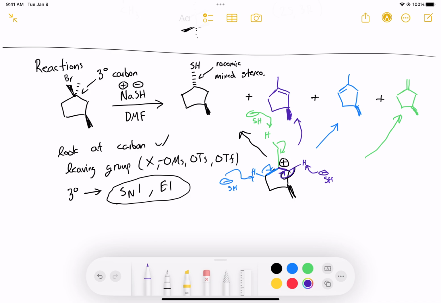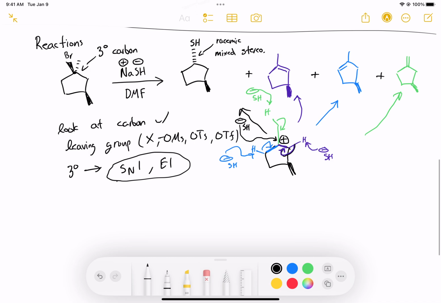Okay, and then if SH, here's SH again. If it attacks the carbocation directly, so I'm pointing at the carbocation, it goes to the substitution product. So a lot of different mechanisms can occur here, and that's why the product distribution is so messy.